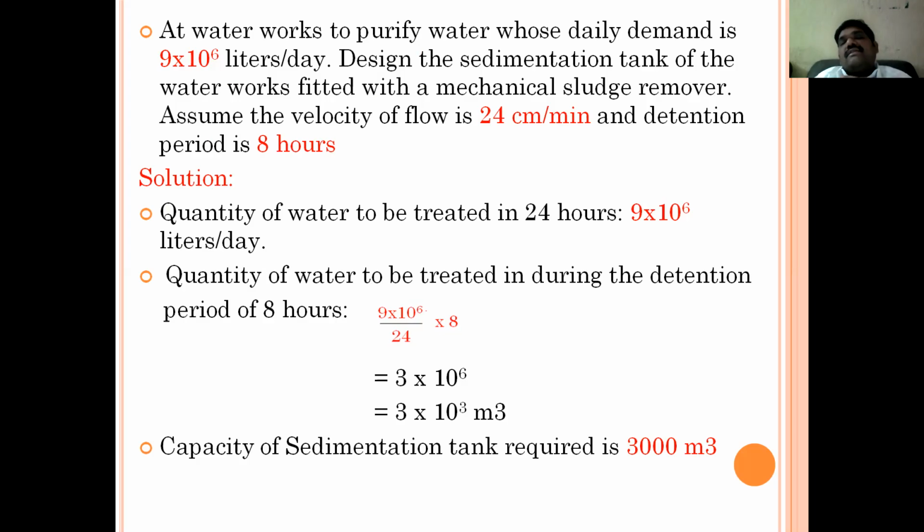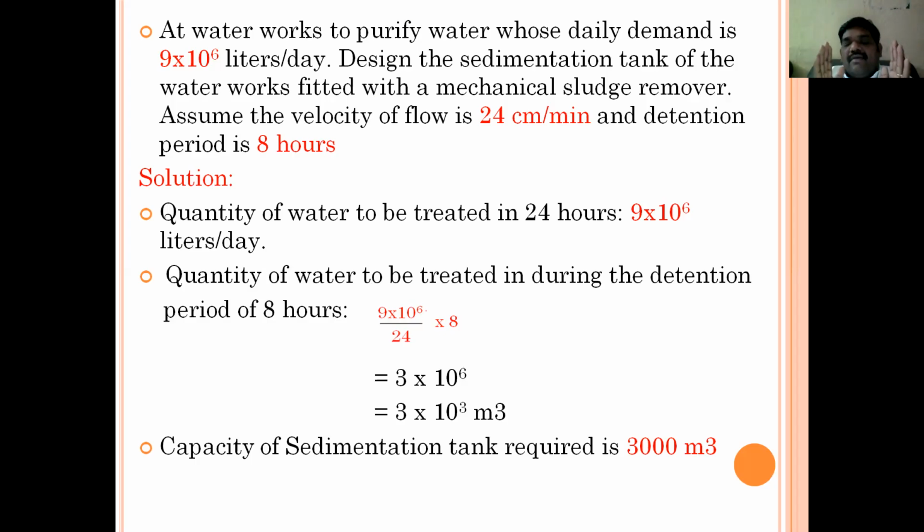At a waterworks to purify water, whose daily demand is 9 into 10 power 6 liters per day, the question is: design the sedimentation tank of the waterworks fitted with a mechanical sludge remover, and assume the flow velocity is 24 centimeters per minute, where the detention period is 8 hours.